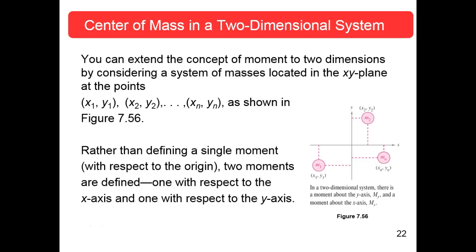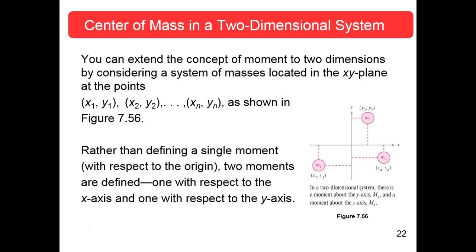One with respect to the x-axis and one with respect to the y-axis. Now here's the part where you have to keep it straight in your head. The moment with respect to the y-axis is your mass times your x displacement, because this is the y-axis. So that would be m1 x1 plus m2 x2 plus mn xn. That's your moment with respect to the y-axis.